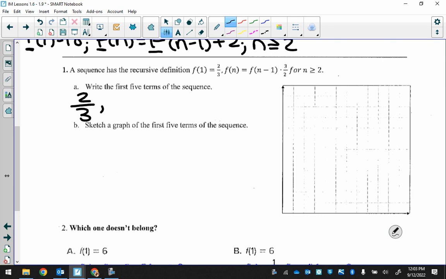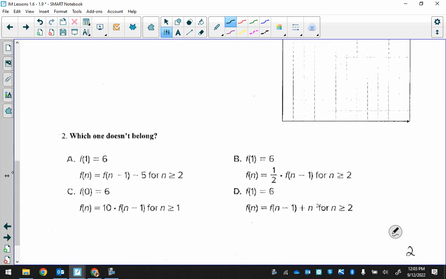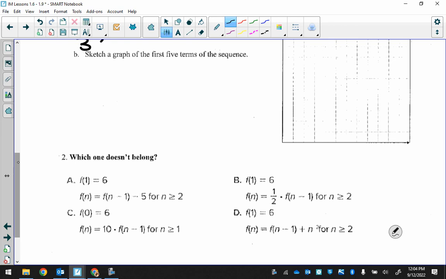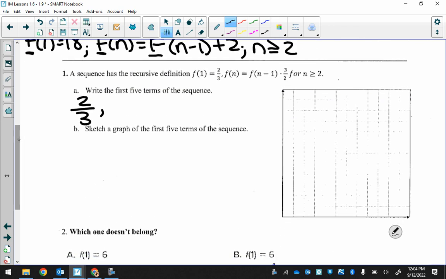Yeah, Jason. Geometric, because we're multiplying, okay? So you're starting with the first 5 terms. Here's your first term, then you have to find the next 4. Graph it, okay? Then you and your partner in 2, which one doesn't belong? There's no right or wrong answer here. It's a discussion. Can you distinguish which one does not belong? All right? Take about 3 minutes, 1 and 2.